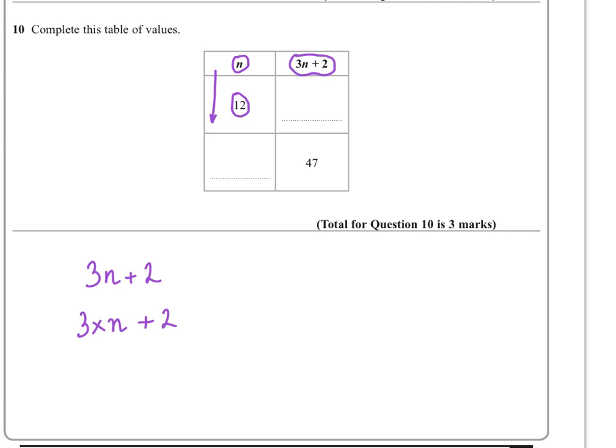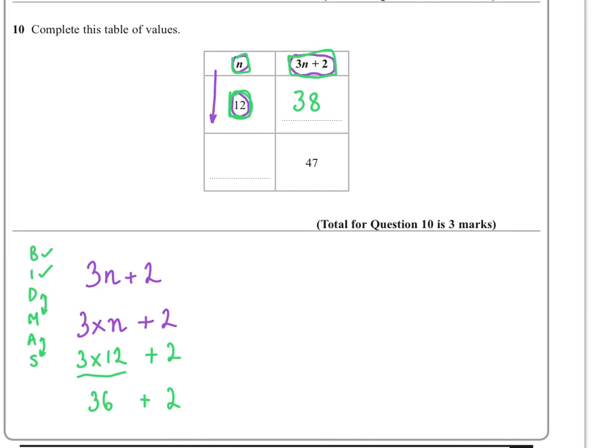But we know that n in the first case is 12. So we've got 3 times 12 plus 2. Now, if you remember BIDMAS, where you have brackets, indices or powers, division and multiplication, and addition and subtraction, well, we have some multiplication to do here first. So we've got 3 times 12, and you can use your calculator if you need to, that's 36, and then add 2 gives us 38. So the value of 3n plus 2 when n is 12 is 38.